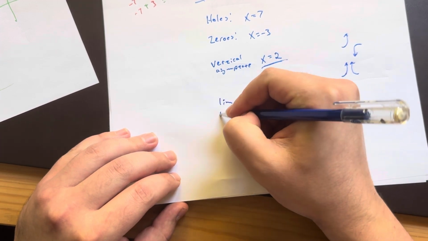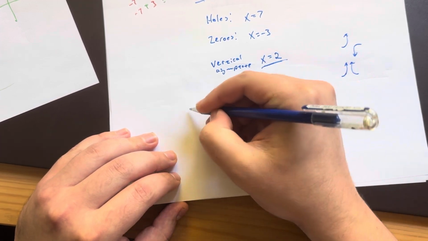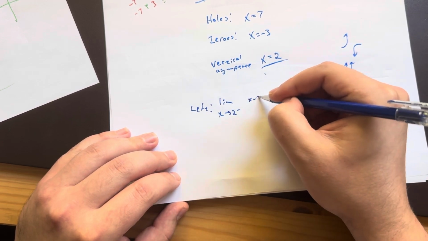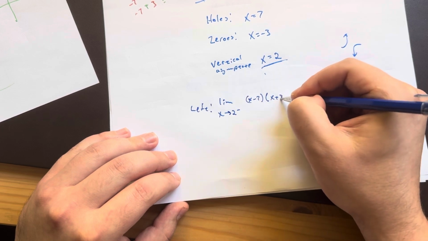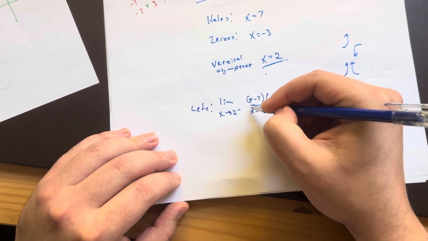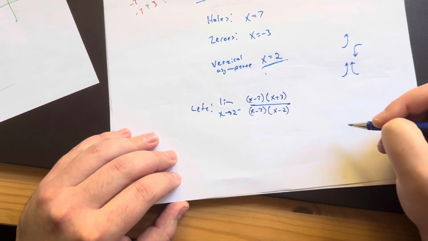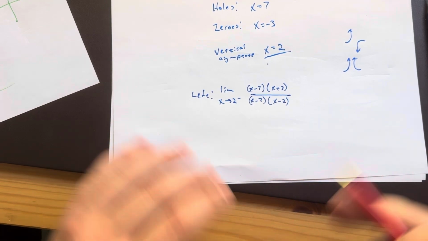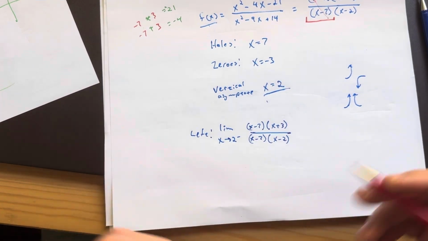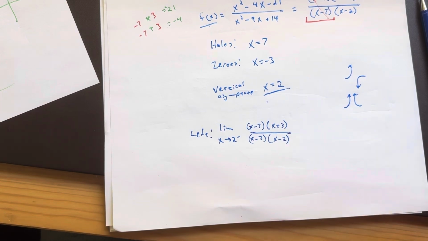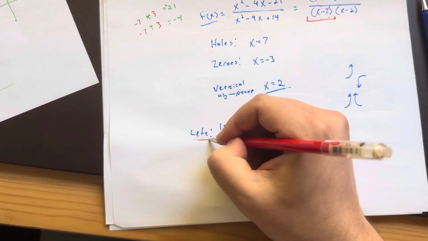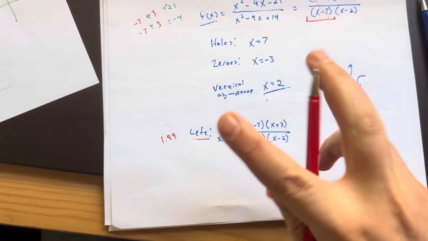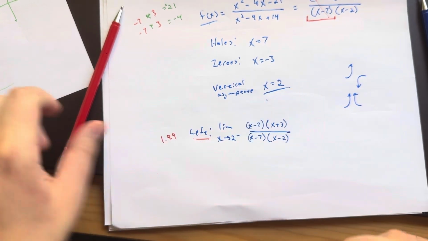Now, the limit as x approaches 2, let's start with the left. I have to include this minus. (x - 7)(x + 3) over (x - 7)(x - 2). I don't want to calculate this. I know that I'm either going up or down. I'm on the left. What's the number to the left of 2? That's 1.99, and I'm going to plug that in.